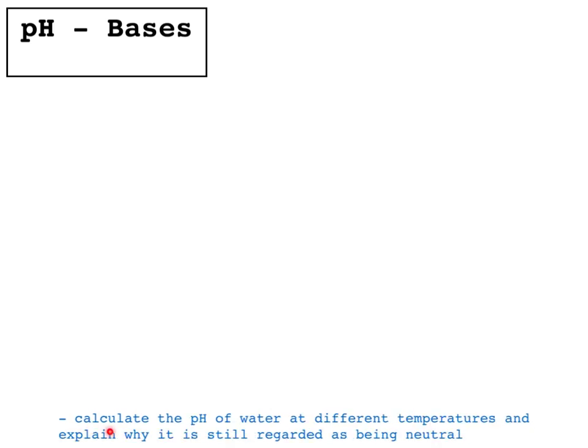So finally, we need to be able to calculate the pH of water at different temperatures and explain why it's still regarded as being neutral. Now what I mean by that is that at different temperatures the pH of water may not be 7, but it's still neutral, and you need to be able to explain why that is. So you need to remember that water is partially dissociated, and we discussed this at the beginning of this video. It's partially dissociated into H plus and OH minus.